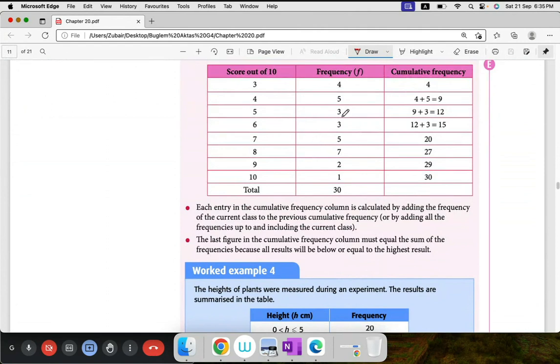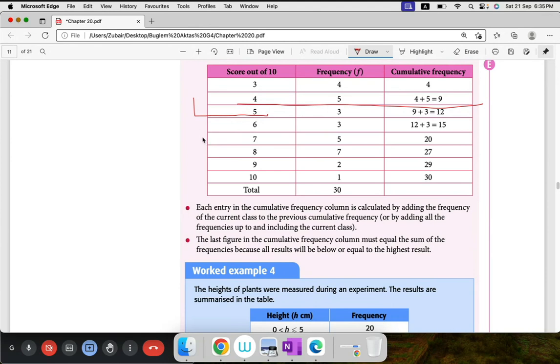Scores out of 10: 3, 4, 5, 6, 7, 8, 9, 10. So there were 4 people who scored 3. There were 5 people who scored 4, 3 again who scored 5, and so on. Now, what does cumulative frequency say? If I just ask how many people scored 3, there were only 4 people. I would say how many of them scored less than 4.